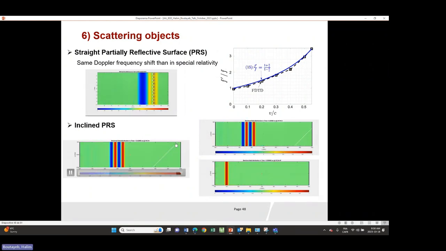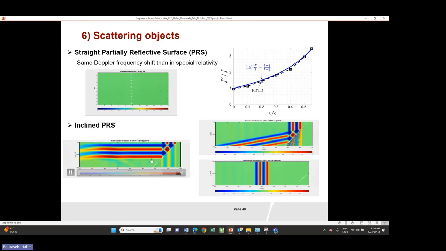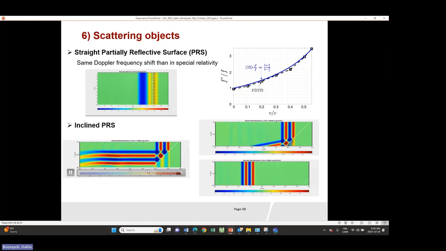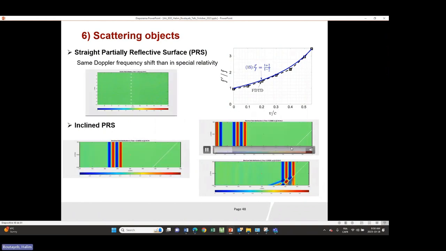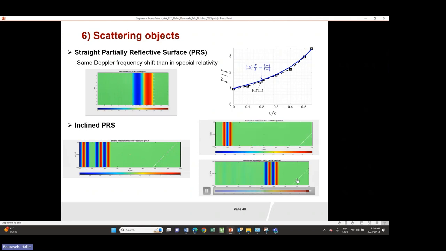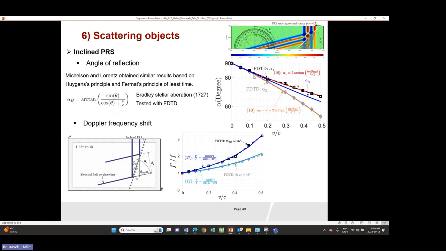Then we use an inclined grid, as you see here. If it's not moving, with a 45 degree inclination, the wave will go at 90 degrees here. If there is motion, the angle will change. So depending on the speed, we will have a different angle and a different frequency. We analyzed this and plotted the different formulas, which are in agreement with the Lorentz and Michelson analysis, which they did analytically by using Huygens principle and Fermat principle of least time. So those formulas are correct, and FDTD is in agreement with that.